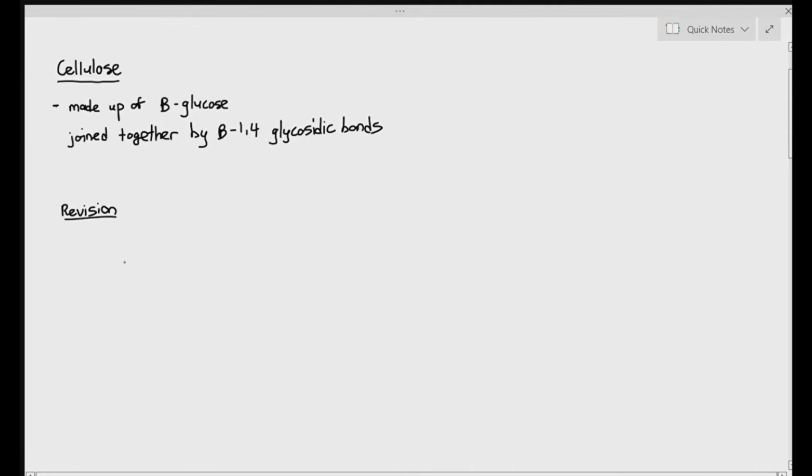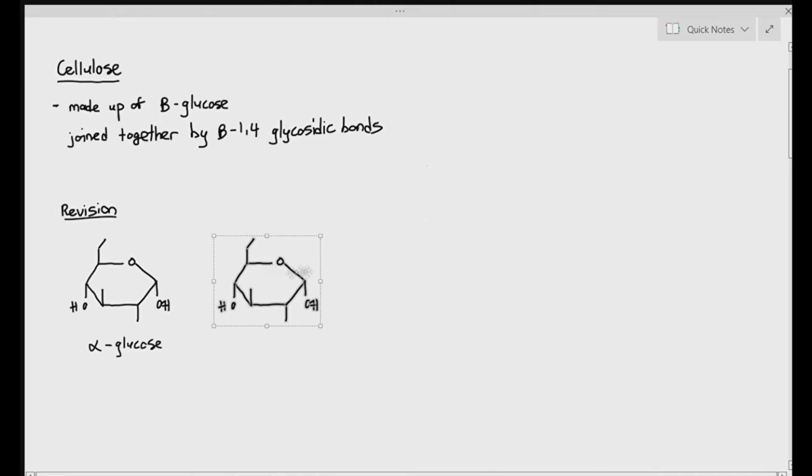So as a revision, let's just do a comparison between alpha glucose and beta glucose molecules. If you remember alpha glucose, they will have the OH groups for carbon number 1 and carbon number 4 facing downwards, but for beta glucose, the OH group in carbon number 1 is facing upwards. So even though it may look like a small difference between alpha glucose and beta glucose, the consequence of this difference is quite significant. And what do I mean by that?